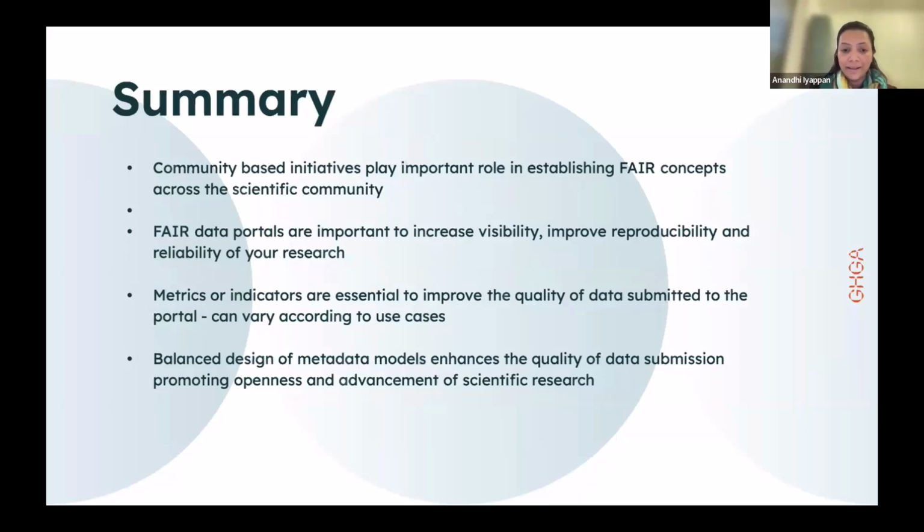Thank you, Anandhi, for a wonderful presentation. And thank you for giving us an overview of different communities and talking about fairness of the data portals. I have one question for you. How can data portals or GHGA help submitters, especially those from a non-bioinformatics background or first-time users, to submit or deposit their data, especially sophisticated data that needs to be anonymized in order to keep it clean and store it?